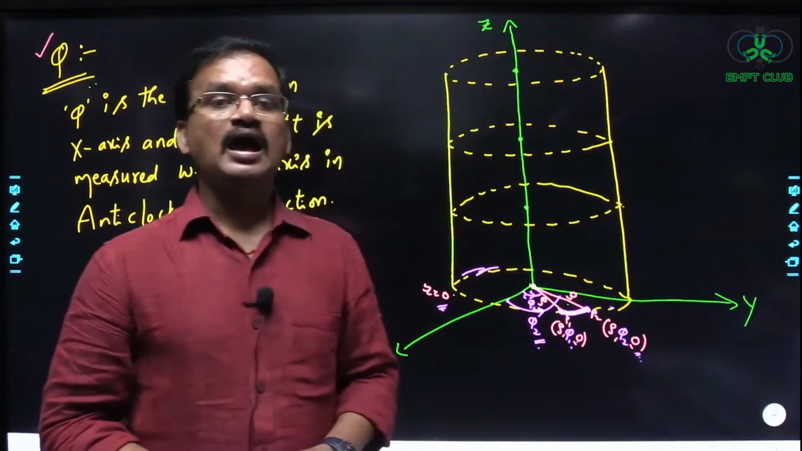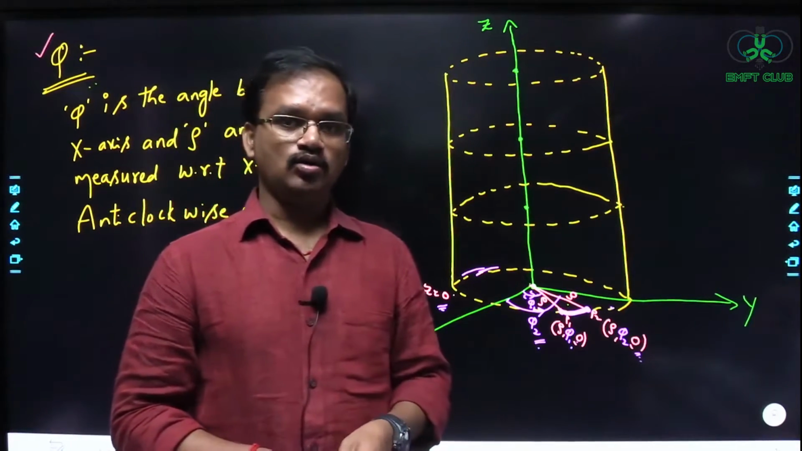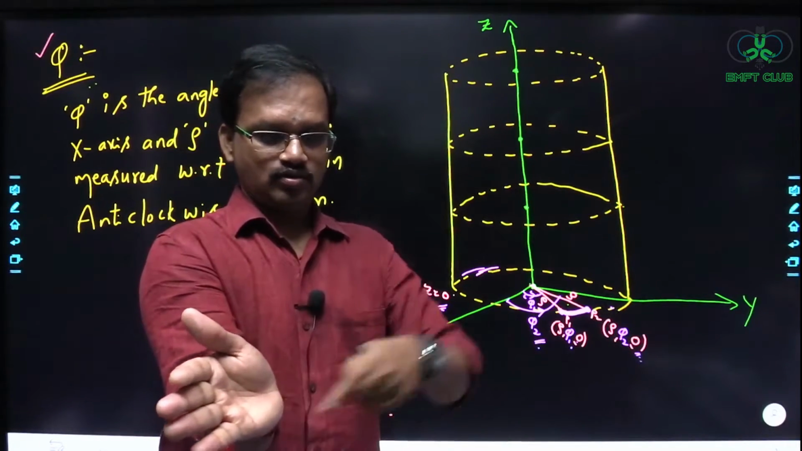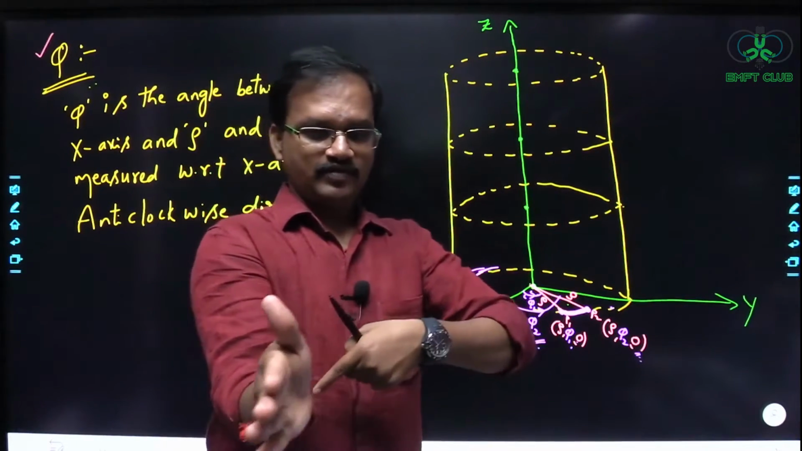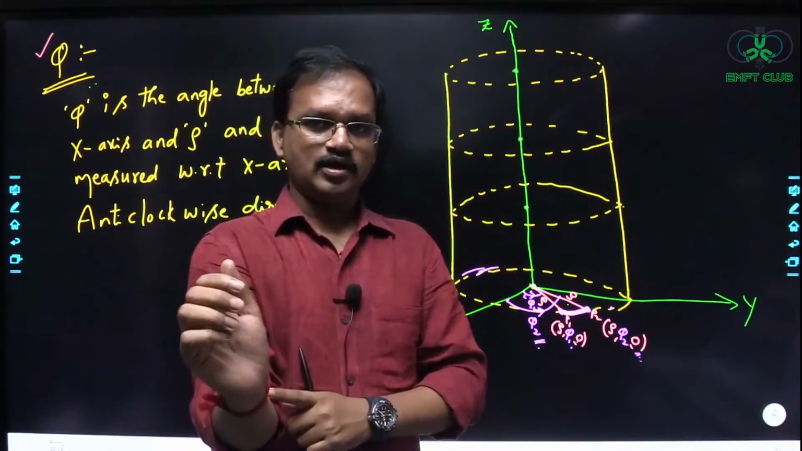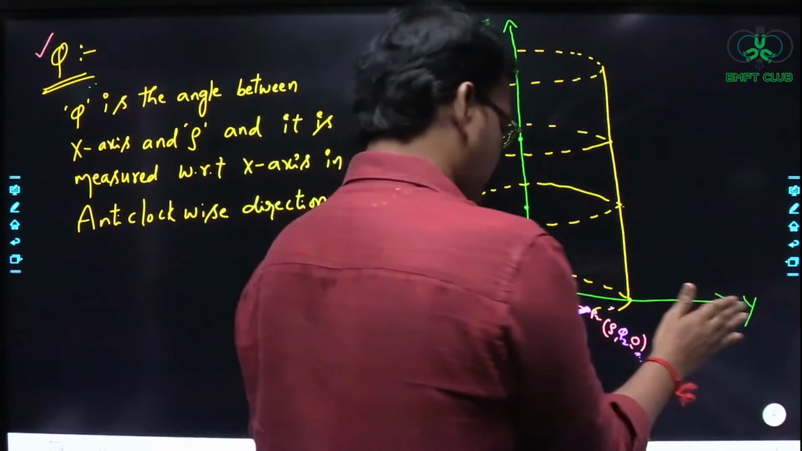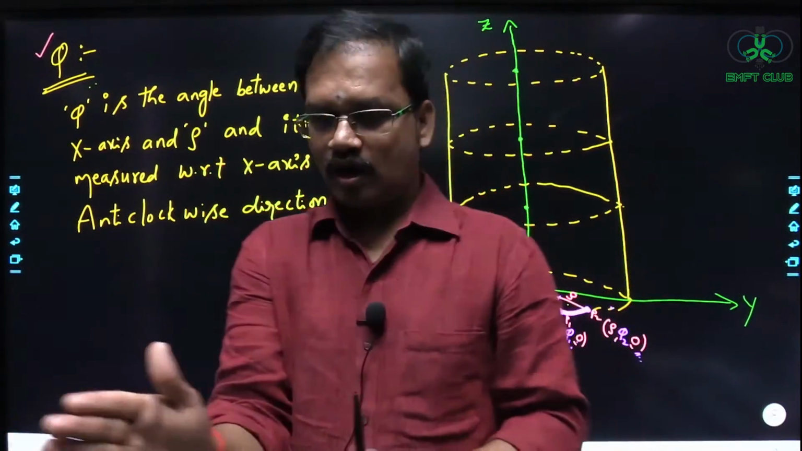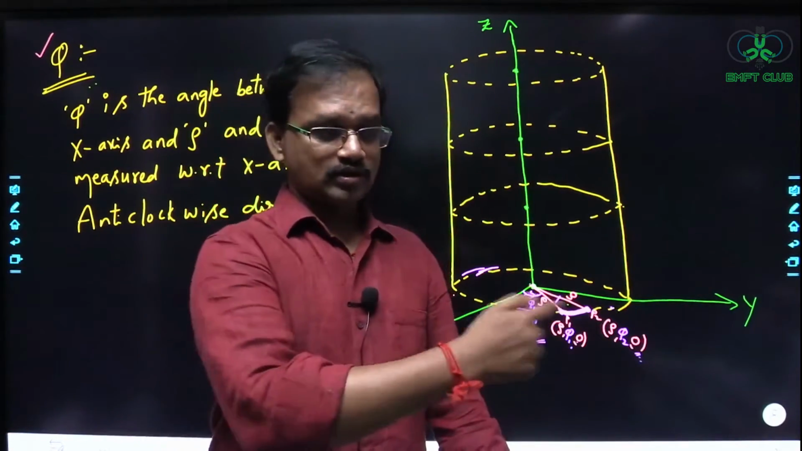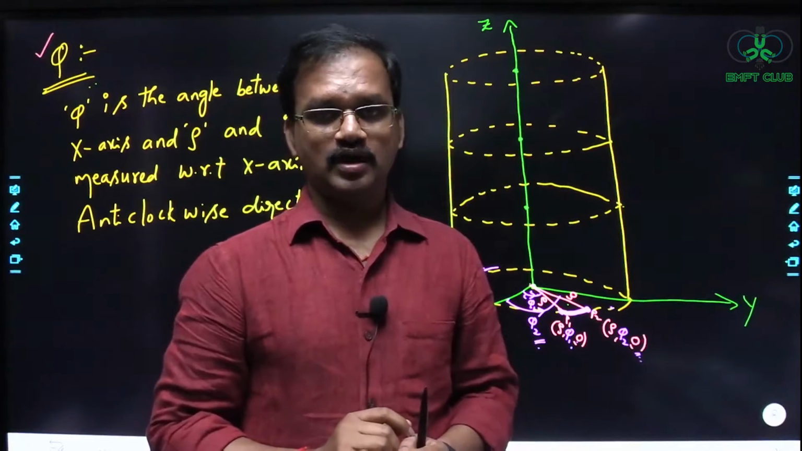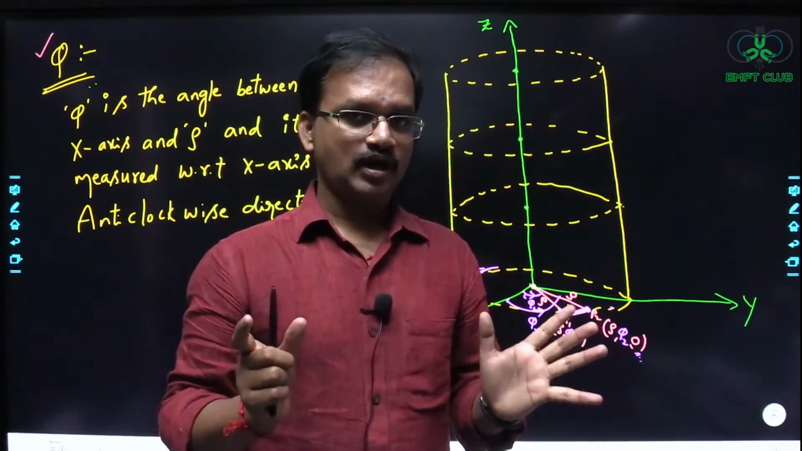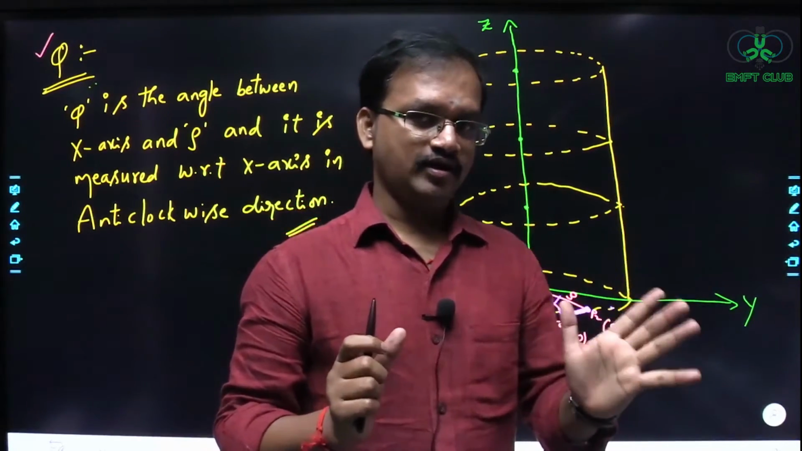Phi is the angle between the x-axis and rho. So let us say this is the x-axis, and this is rho. The angle between the x-axis and rho is nothing but phi. So as you vary phi, you are going to move along the circumference of the circle. And hence the range of phi is from 0 to 2 pi. I hope this point is crystal clear.